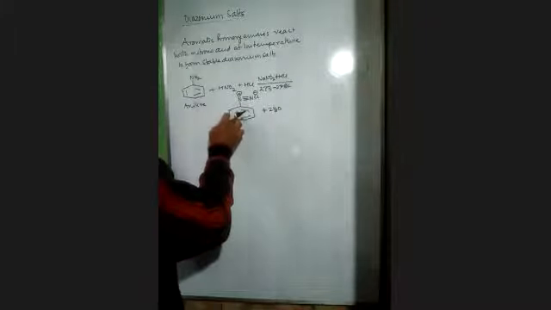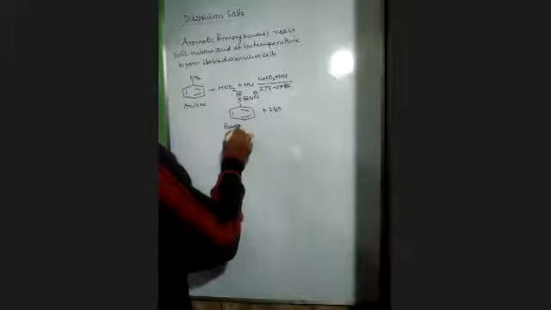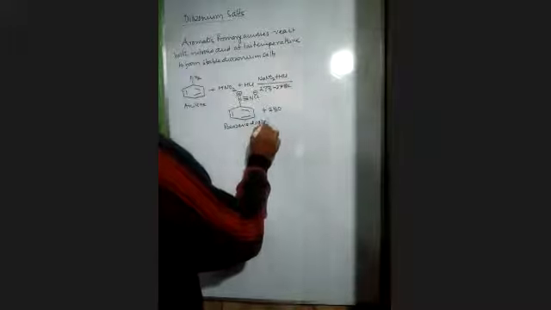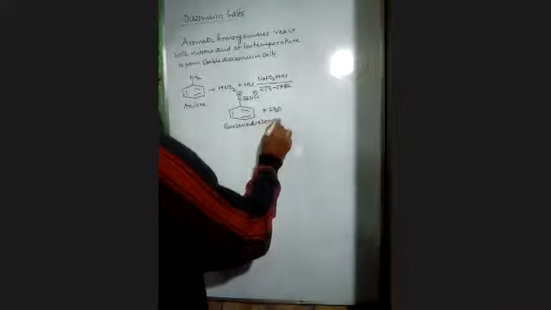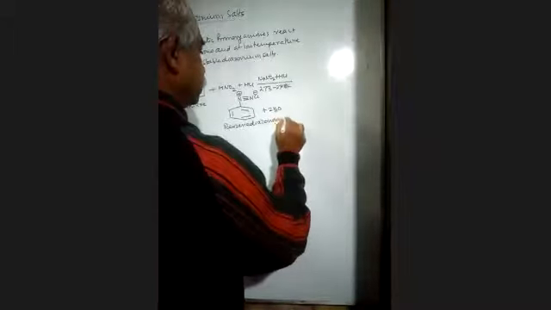This is called diazonium of what? Benzene. This is called benzene diazonium. This is a salt. So it's benzene diazonium, and this is chloride.